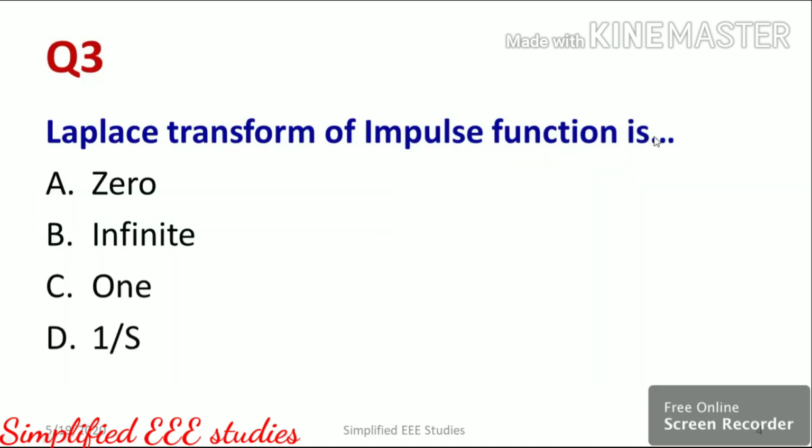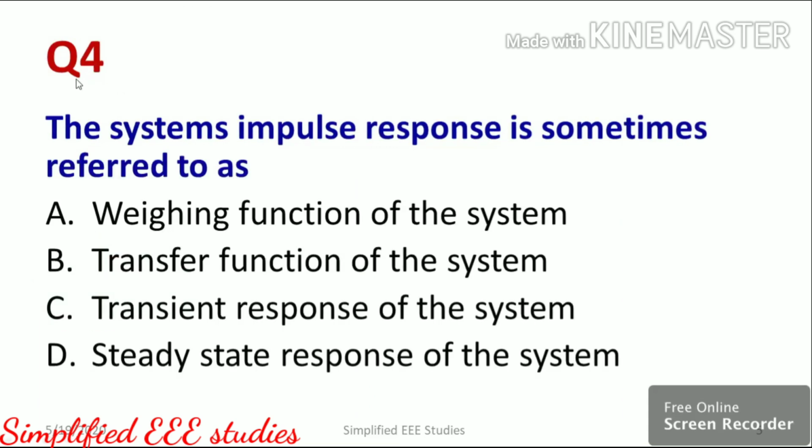Now moving on to question number 3. Laplace transform of impulse function is? What is the Laplace transform of the impulse function? L of delta of t is equal to 1. So you can go for option C. Moving on to the 4th question.